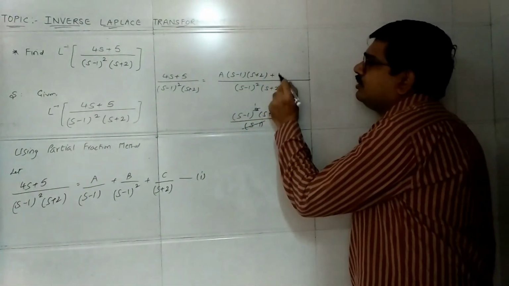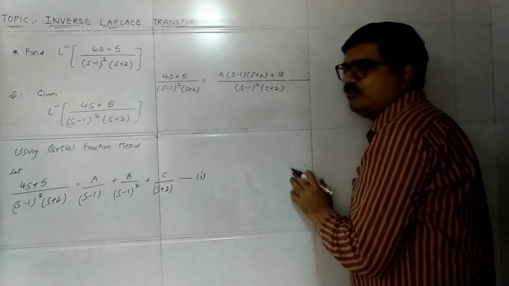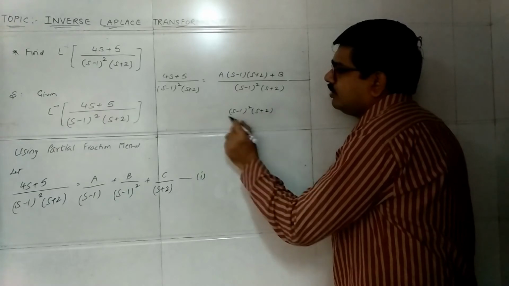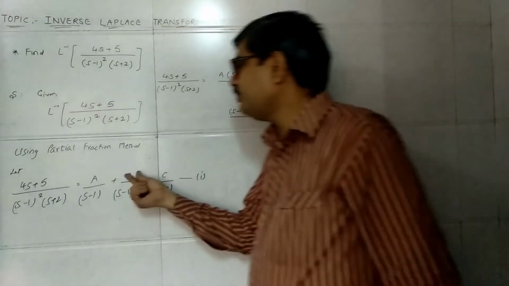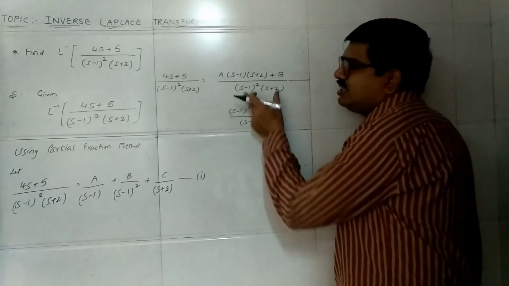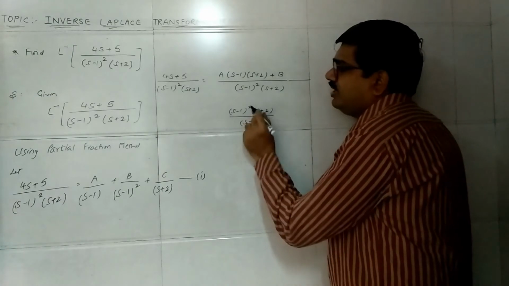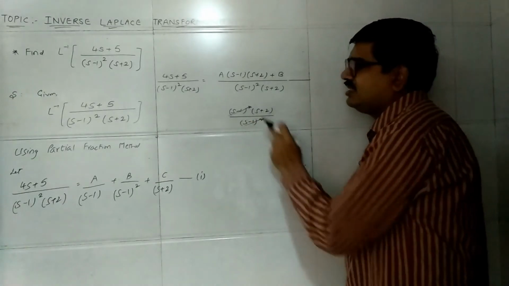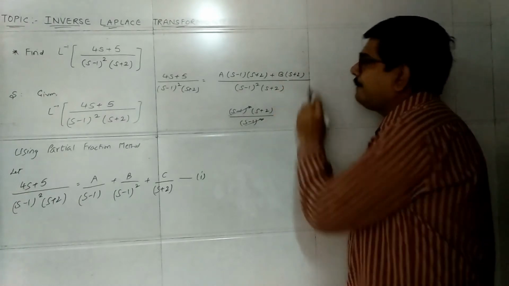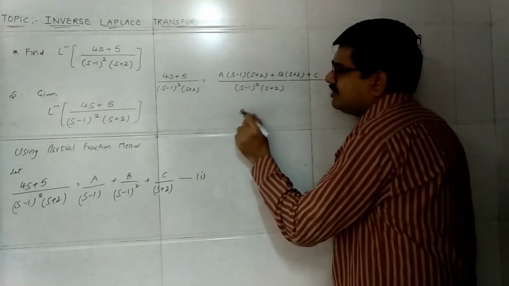Plus B into, now B. Again take this denominator, and whatever is below the B, write that. So this denominator upon this denominator. Now simplify this also. Both terms will get cancelled. What is remaining? S plus 2. Multiply that with B. Then plus C into, again write this denominator.